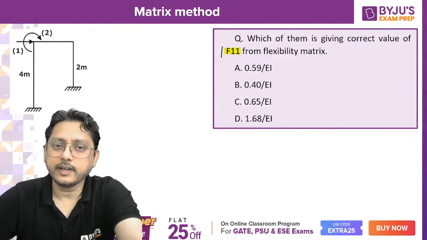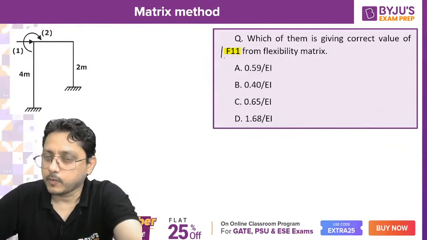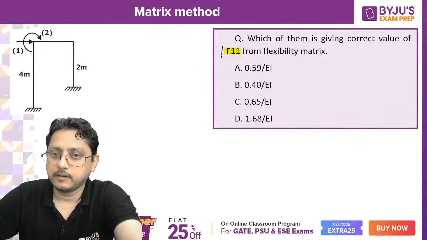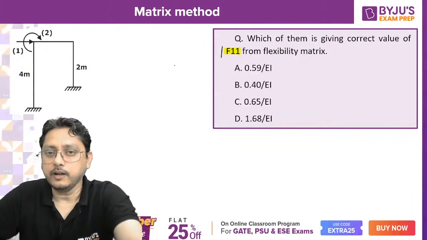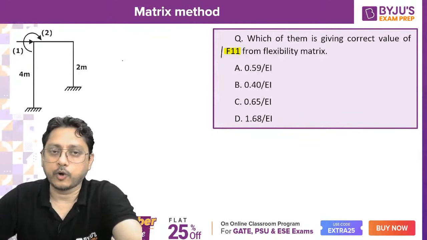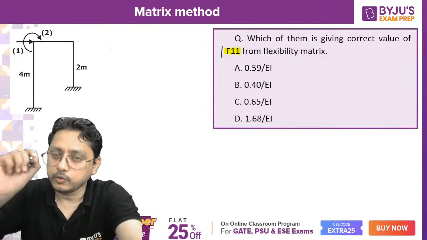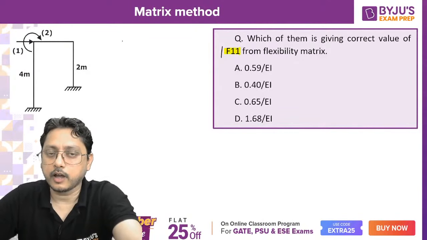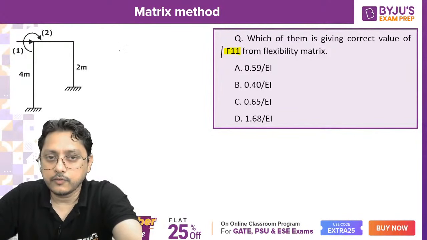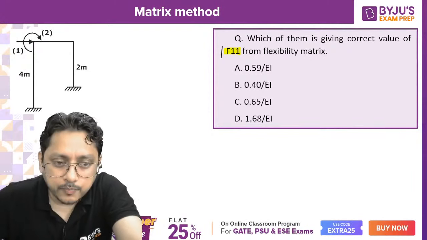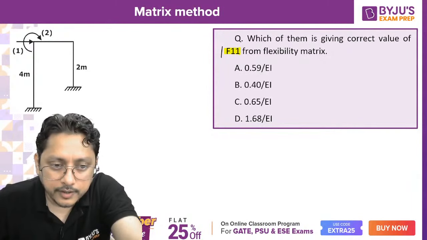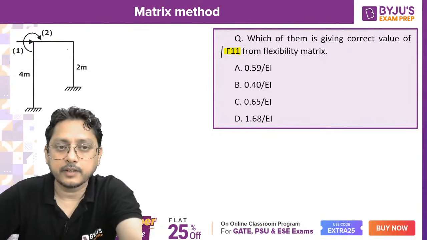So here, once again, you have to generate the flexibility matrix, that is F. What is the meaning of F11? Displacement at coordinate 1 due to the unit force provided at coordinate 1 itself. Displacement in coordinate 1 direction due to the unit force provided in the coordinate direction 1. Now, if you are going to provide the unit force in the coordinate direction 1, what exactly will happen here?